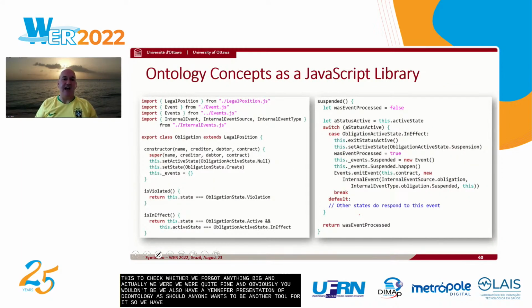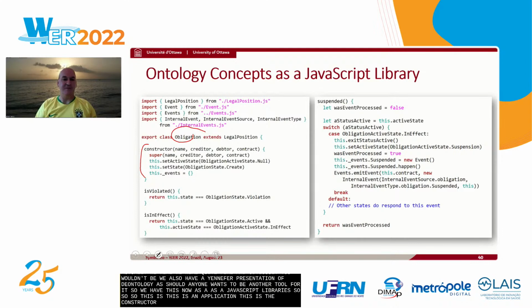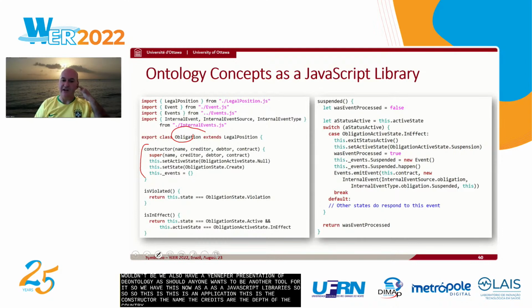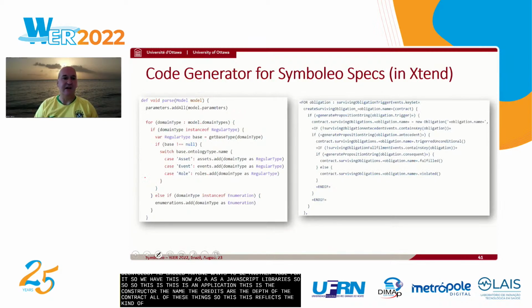So we have this now as a JavaScript library. So this is an obligation. This is the constructor. So the name, the creditor, the debtor, the contract, and all of these things. So this reflects the kind of concepts that we have in the specification itself.